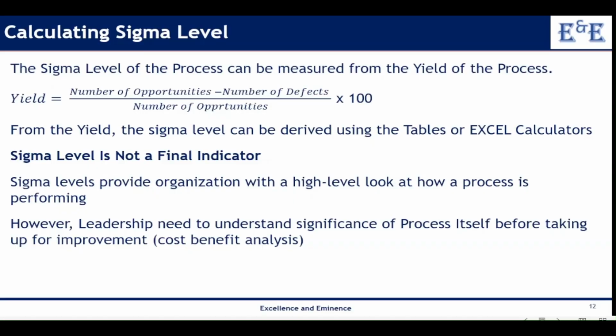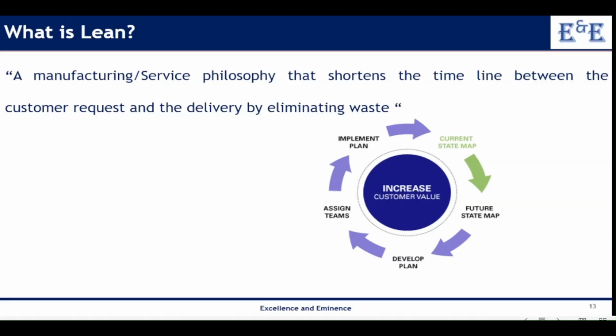Okay, now obviously we spoke of numbers. Yield is based on number of opportunities. It's not number of parts, it's opportunities. Number of opportunities, out of that how many failures happened, divided by the number of opportunities, into 100. From the yield, we can get the six sigma level. Sigma level is again an indicator, because we are not talking about the output. Now let's take Lean a bit later.